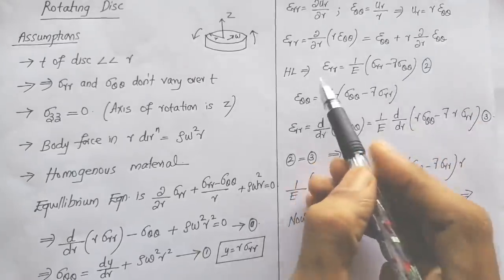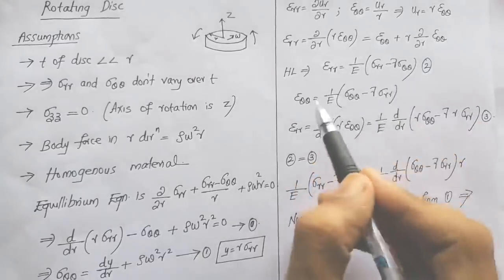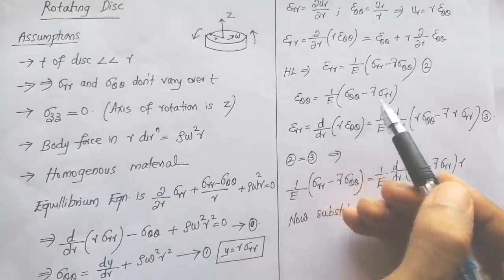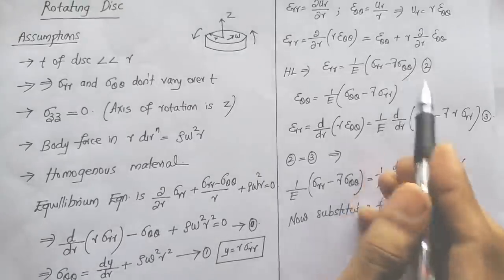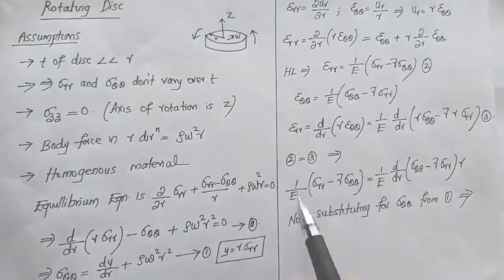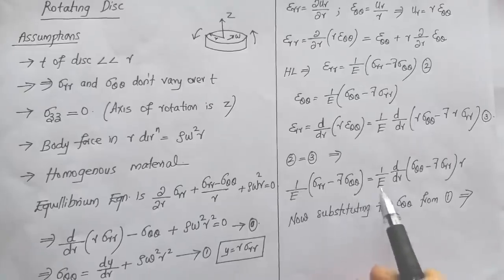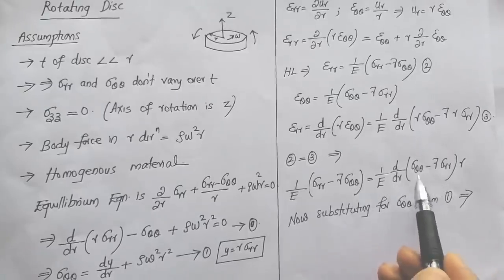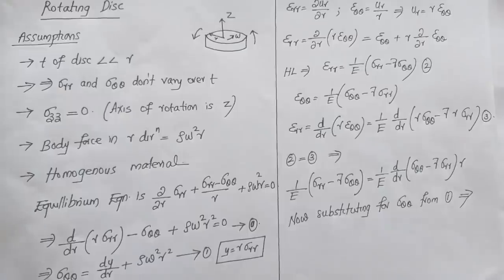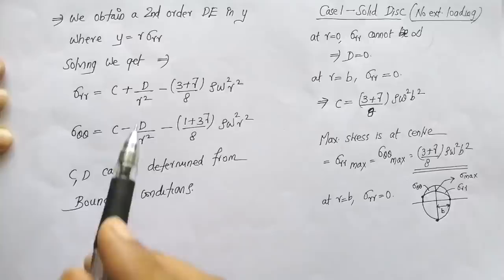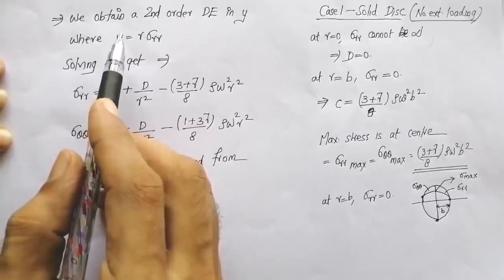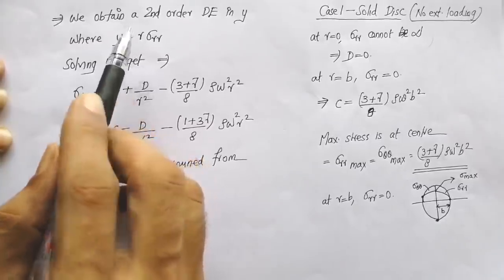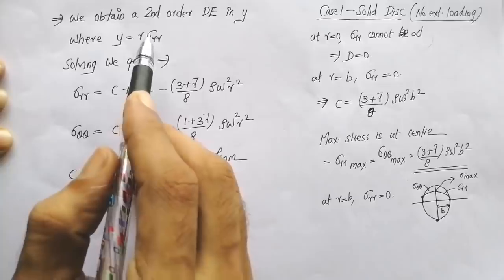Now, Hooke's law implies epsilon rr is having this equation and epsilon theta theta is having this equation. Now, I am equating these two terms. I will get 2 is equal to 3, that is this equation is equal to this equation. I will get 1 by e of this term is equal to 1 by e of this term. Now, this sigma theta theta should be substituted from here. Sigma theta theta is equal to dy by dr plus rho omega square r square. Now, we have equated equations 2 and 3, and we have substituted for sigma theta theta from equation 1. Now, I am not making it complicated, I am trying to make it simple.